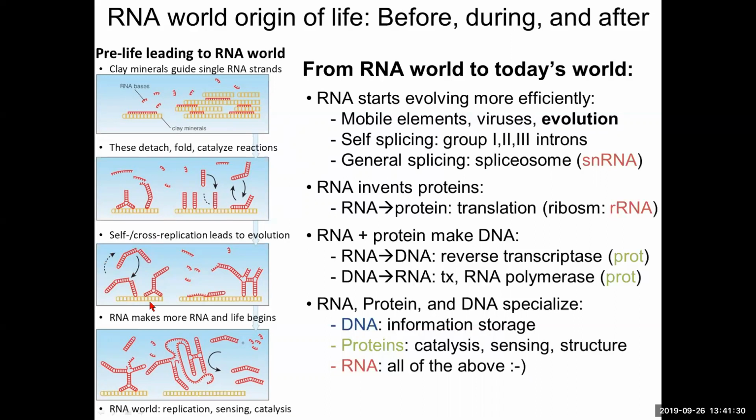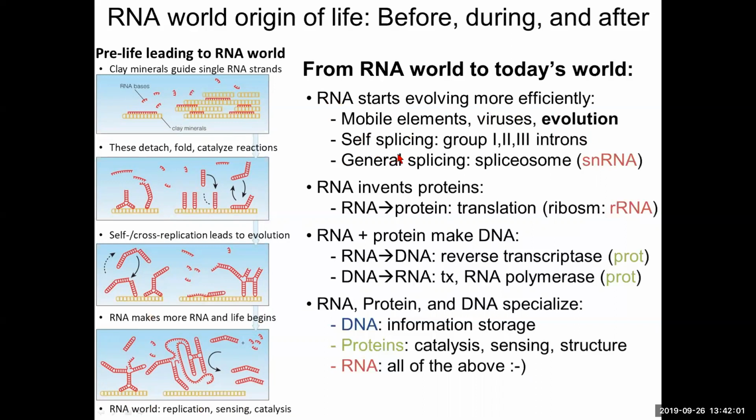Yay, awesome. And then RNA can start making more RNA, and then the process of life begins, the process of metabolism and compartmentalization and the sense of self versus non-self, and so on and so forth. And then you basically have this RNA world that was living much more complexly than any kind of pre-life form, with replication, with sensing, with catalysis, with compartmentalization, and so on and so forth. So RNA then starts evolving more efficiently. You have mobile elements and viruses and, you know, the process of evolution.